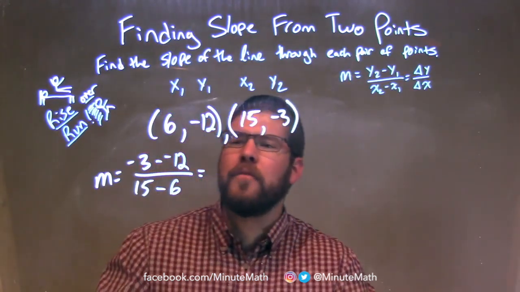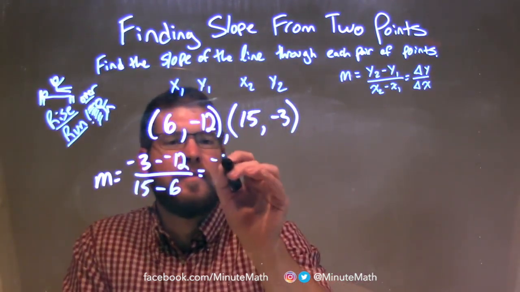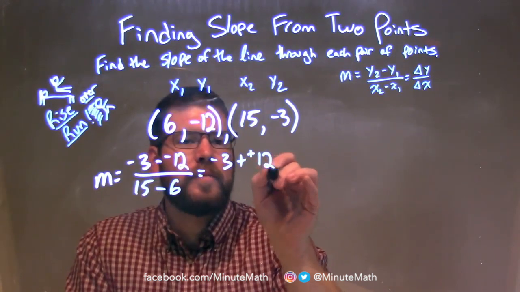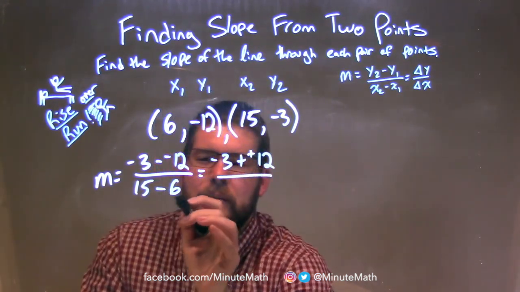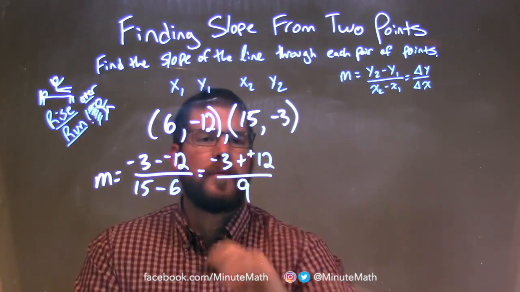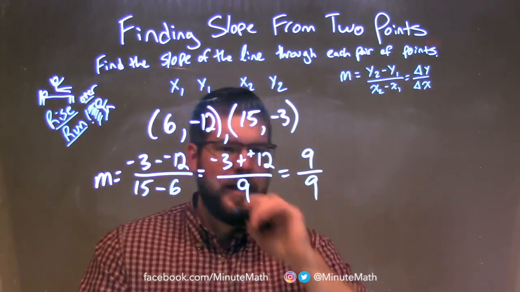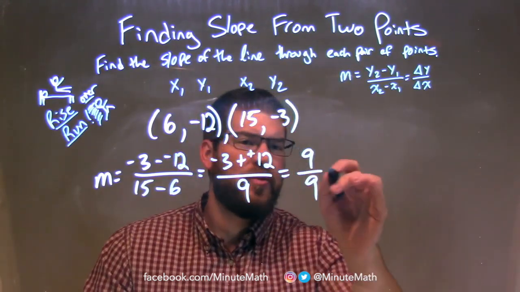Okay? Well, I'm going to rewrite my numerator, instead of subtracting negative 12, to be adding a positive 12. So negative 3 plus a positive 12. And my denominator, well, 15 minus 6 is fairly easy. It's just 9. Okay? Well, negative 3 plus a positive 12 I can see is just 9. So we have a positive 9 over 9. And to me, 9 over 9 is just 1.